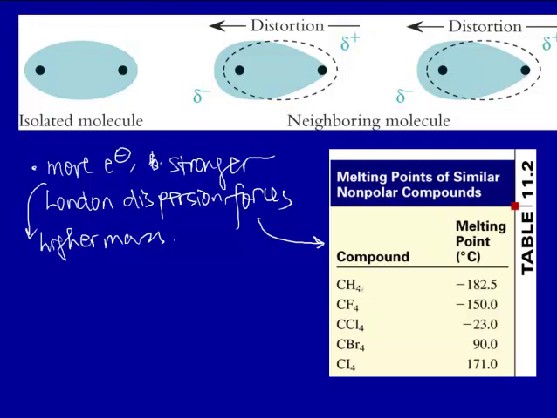As we said before, London dispersion forces scale with the mass. Now you have CH4 as the lowest one and CI4 as the highest one. You can see the melting point is trending nicely, going from lower than negative 180 to about 170. And the only thing changed here is the mass of the compound, because none of them have any permanent dipoles or molecular polarity. So this is a nice illustration of that.